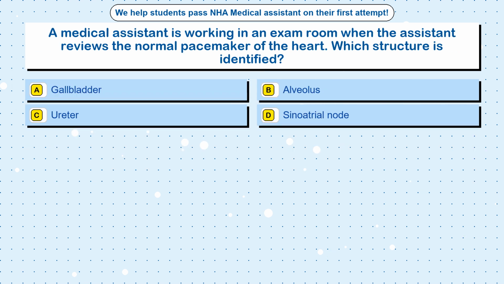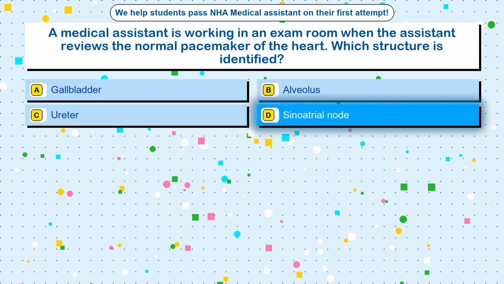Question 38. A medical assistant is working in an exam room when the assistant reviews the normal pacemaker of the heart. Which structure is identified? Option A. Gallbladder. Option B. Alveolus. Option C. Ureter. Option D. Sinoatrial node. The correct answer is option D.